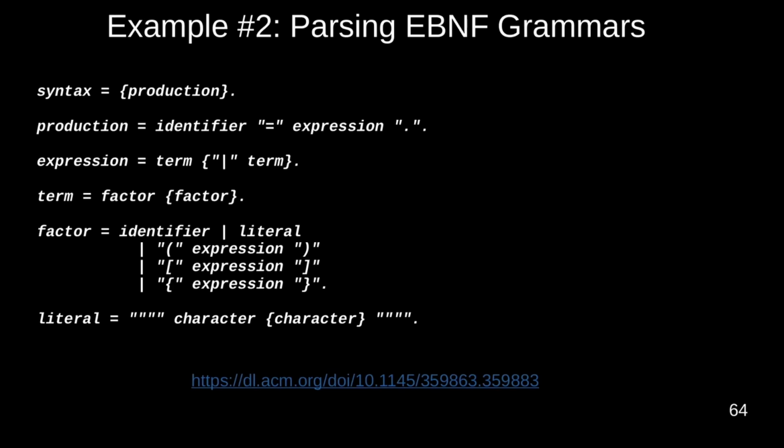A factor is either an identifier, a literal, or a parenthesized expression. The parentheses are just for evaluation order, like in math. Or it's an optional expression, or a repeated expression. And finally, a literal is a non-empty string of characters surrounded by quotes. He uses the quote with a quote as an escape symbol, so it's a literal quote. Yeah, so this actually describes it all.